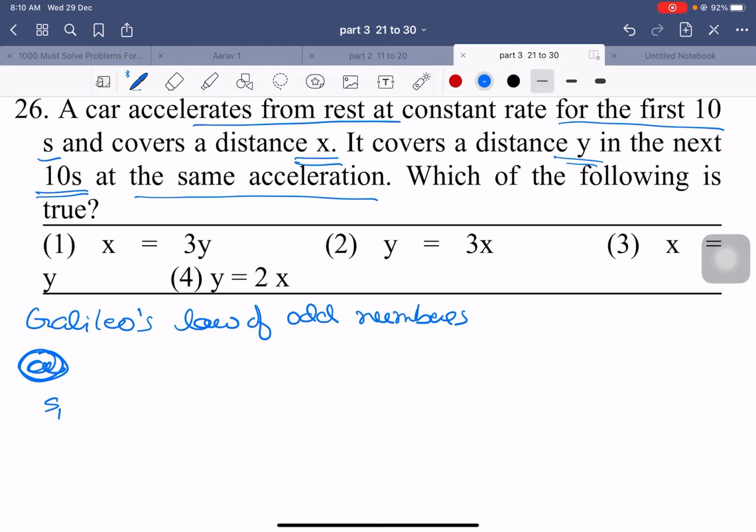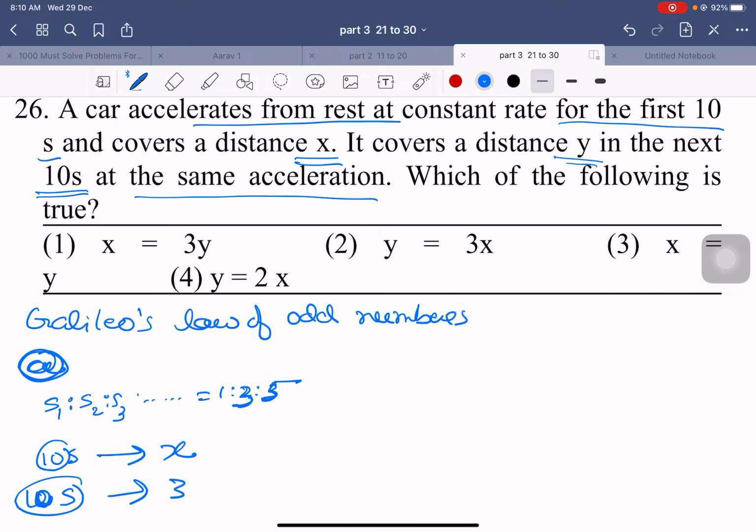the ratio of distances traveled in successive equal time intervals, S1 to S2 to S3, is in the ratio 1 to 3 to 5. Galileo's law of odd numbers, 1 is to 3 is to 5. So if the distance traveled in the first 10 seconds is x, the distance traveled in the next 10 seconds will be 3x. So y should be equal to 3x. So directly we can go for option number 2, or else we can solve mathematically also.